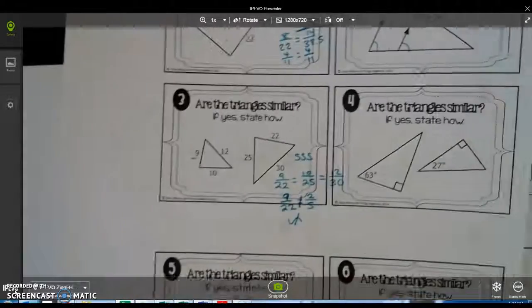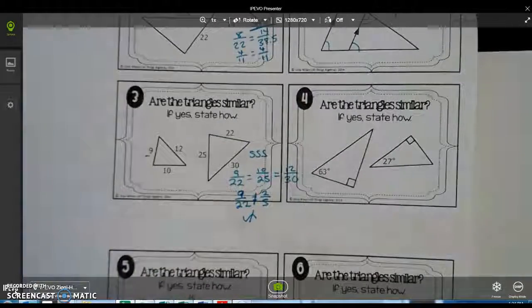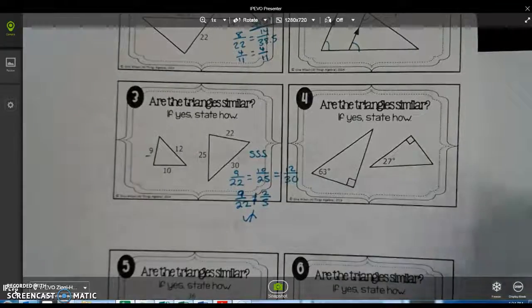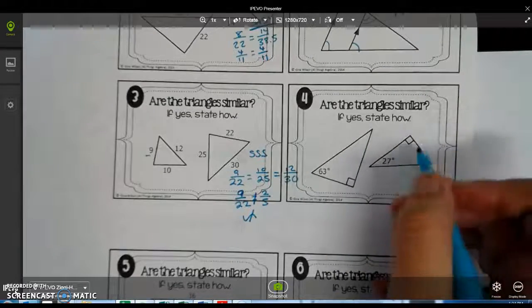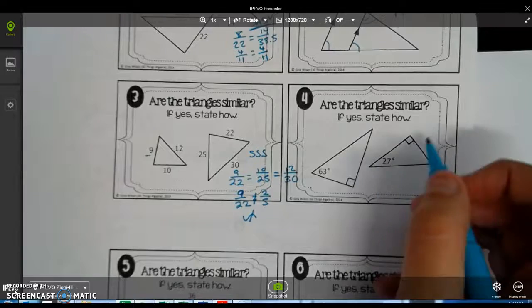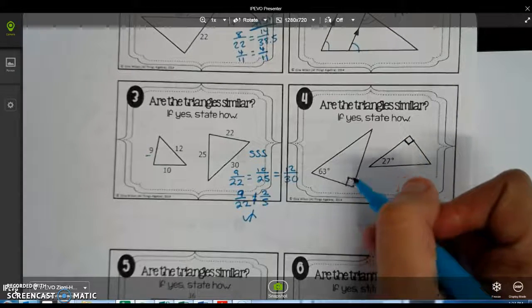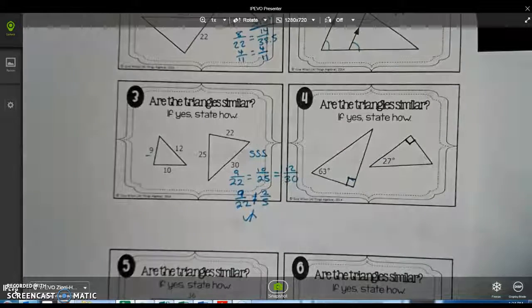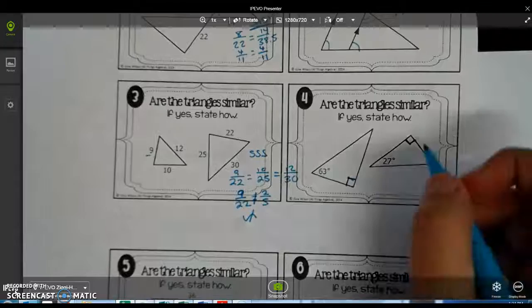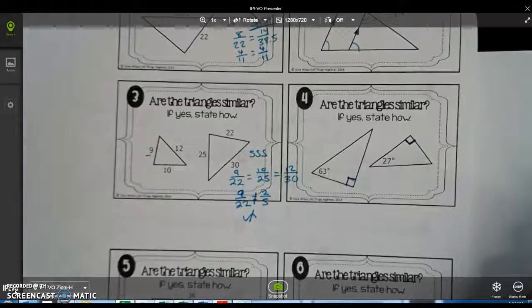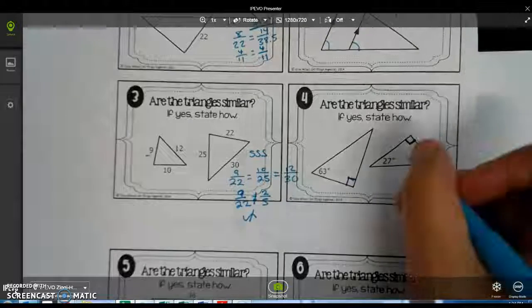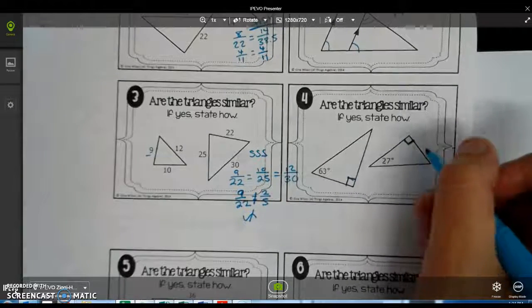Next one, number 4. Are the triangles similar? If yes, say how. So I have one angle in each, but I also have this angle. For some reason, this has been messing a few people up. This means 90 degrees. You learned this way back in 5th grade and then went back over in 8th grade. It tells me it's a right triangle, right? And we remember that. What we didn't remember is that this is 90 degrees. So I can add that and find the third angle.